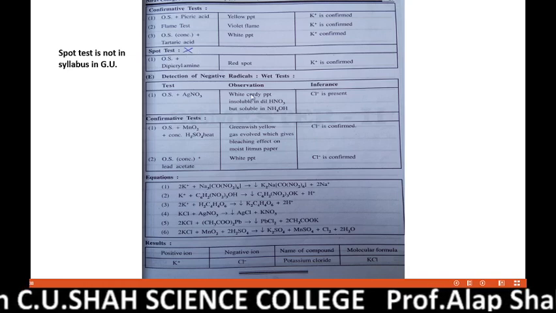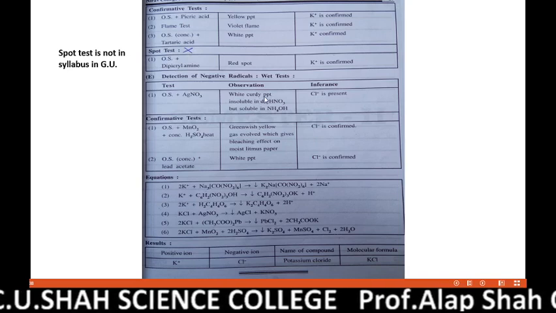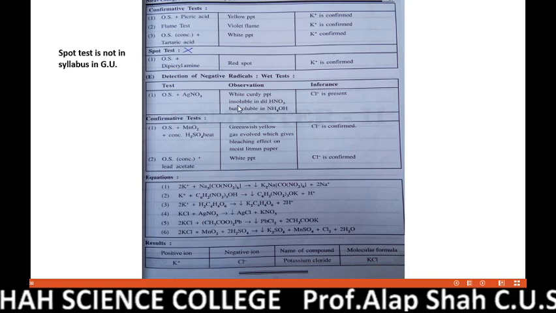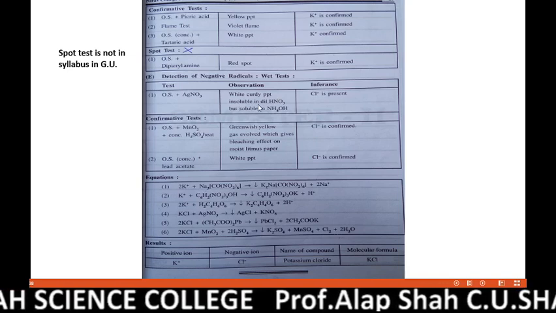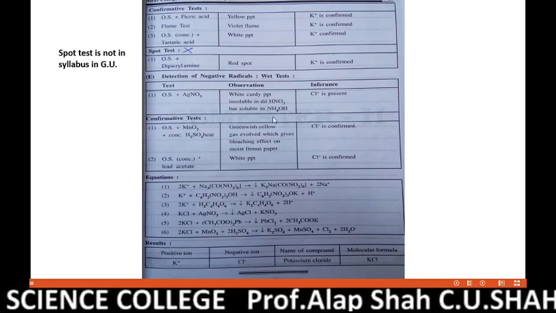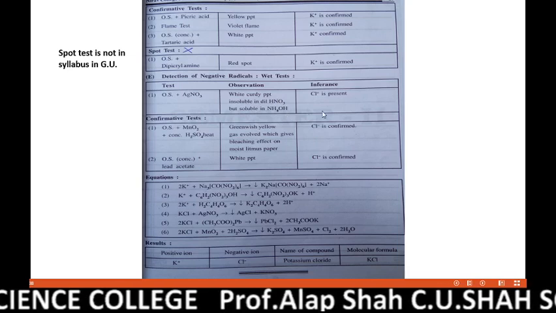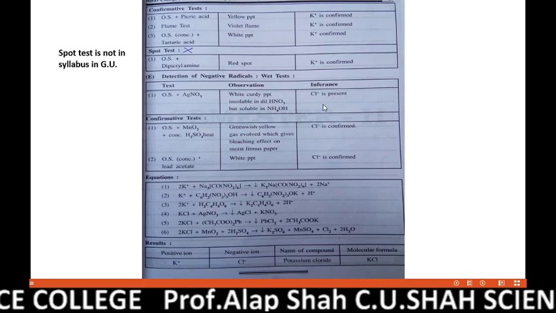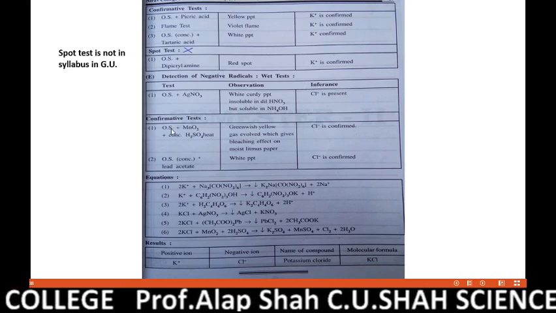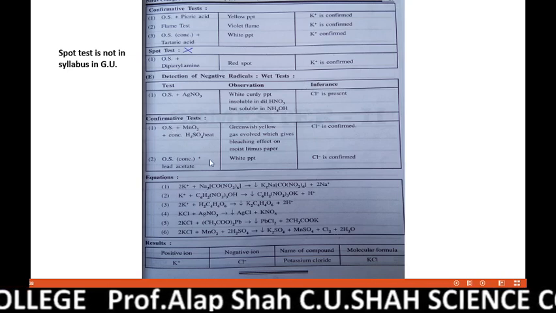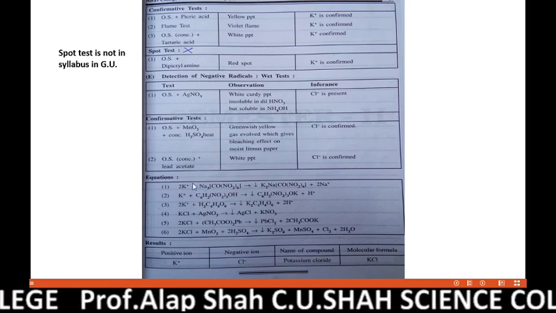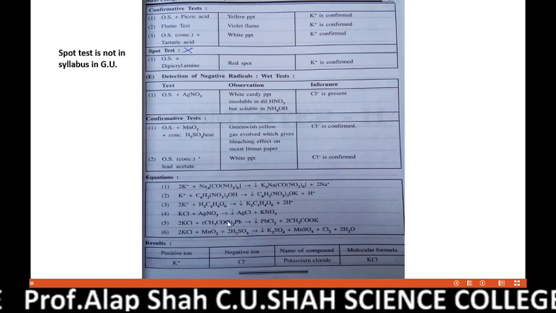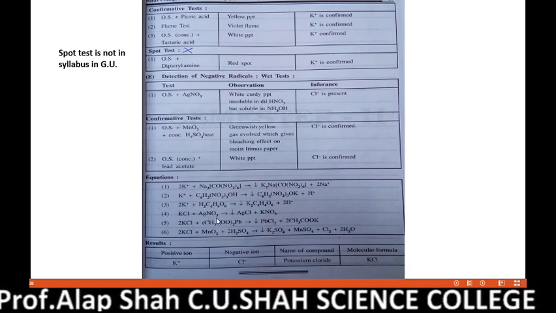Detection of negative: OS plus AgNO3 gives white precipitate. Carbonate and chloride both can be present, but on further separation, the precipitate is insoluble in dilute HNO3 and soluble in NH4OH. That is indicating the presence of chloride. Once the negative ion is detected, we do the confirmative tests which are given in the practical book, then the equations for positive and equations for the negative. These are the same equations of the tests.